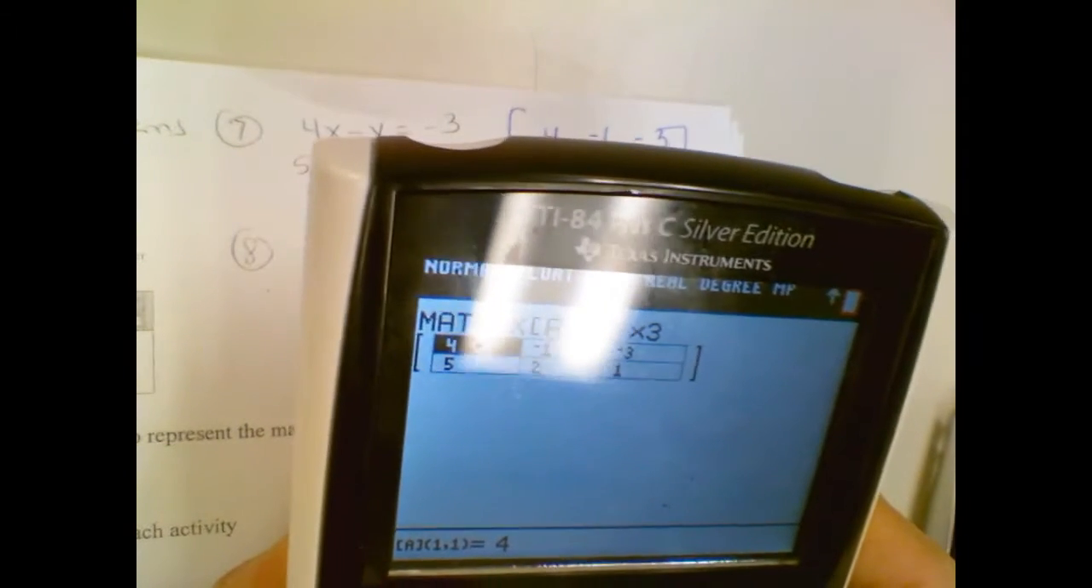All right, I'm going to quit my screen. Second matrix. Go over to math.